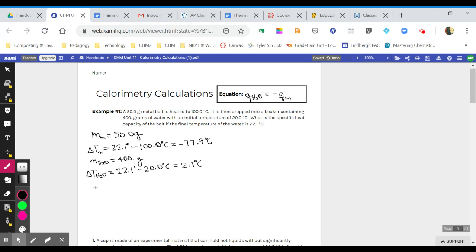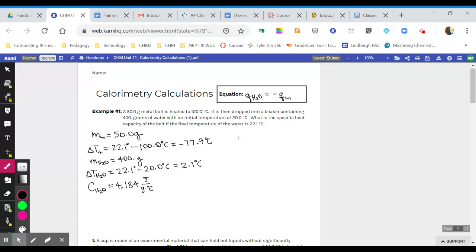The other piece of information you should keep handy for these problems is the specific heat capacity of water. And this is a constant number that's on your equation sheet, and it's also given in some of the problems that you'll work. But it's 4.184 joules per gram degrees Celsius.